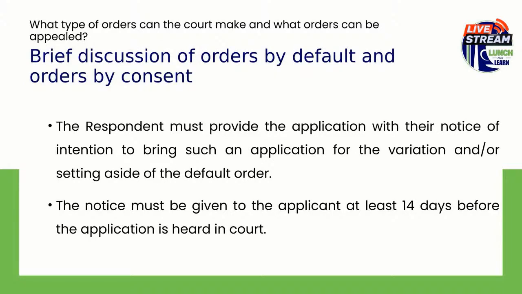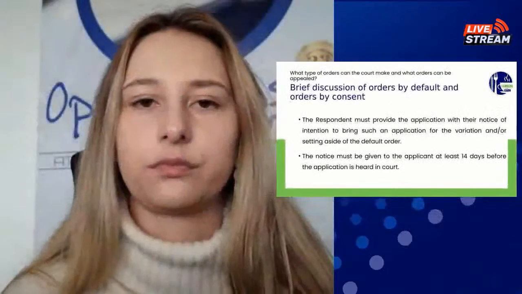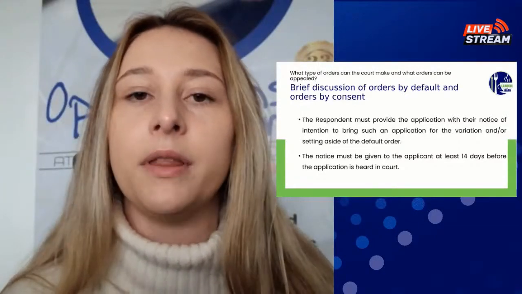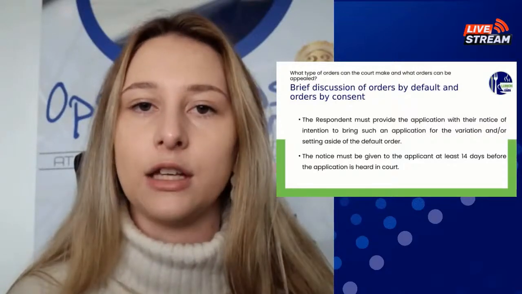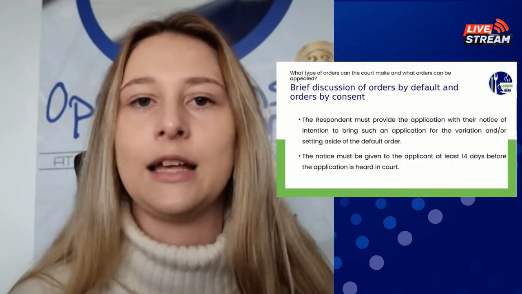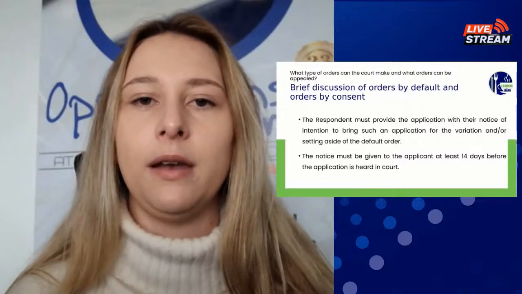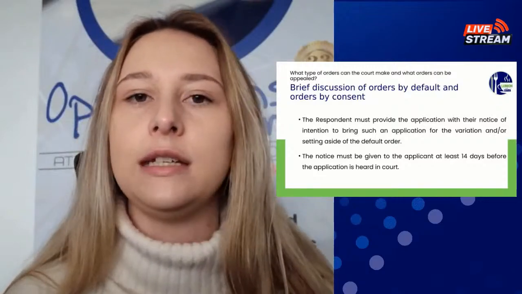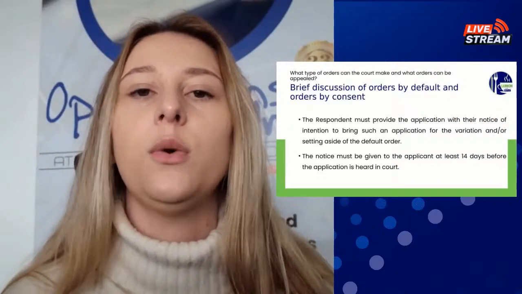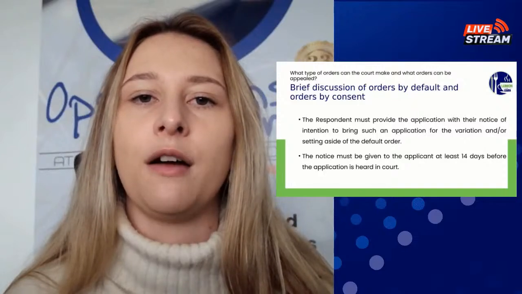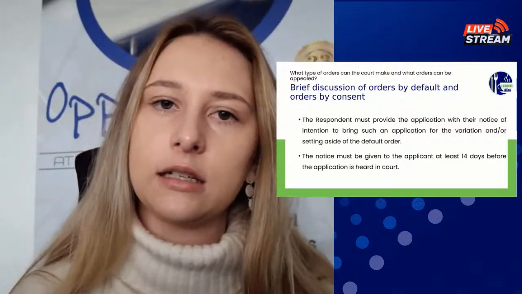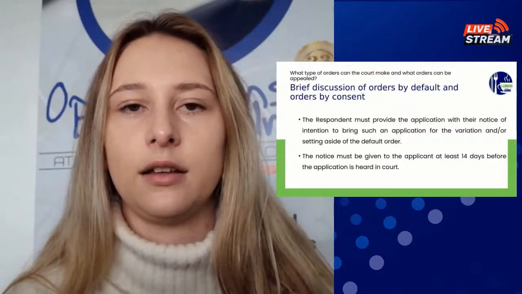If you as the respondent are then unhappy with that default order, you are able to apply for the variation or setting aside of that order. But this must be done within 20 days of becoming aware of that order. So basically as soon as possible. And then when you apply, a notice must be given to the applicant at least 14 days before it is heard in court. So you are able to apply for the variation, either you want the amount to be decreased, or you want that default order to be set aside. So you can do that.